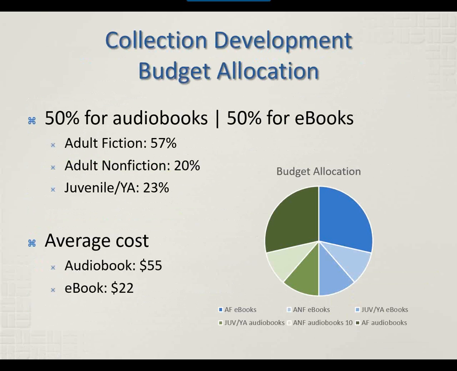Within each of those two budget categories, audiobook and ebook, we further divide the funds as follows. Adult fiction, we spend about 57% of our budget on adult fiction, 20% on adult nonfiction, and 23% on juvenile young adult titles.